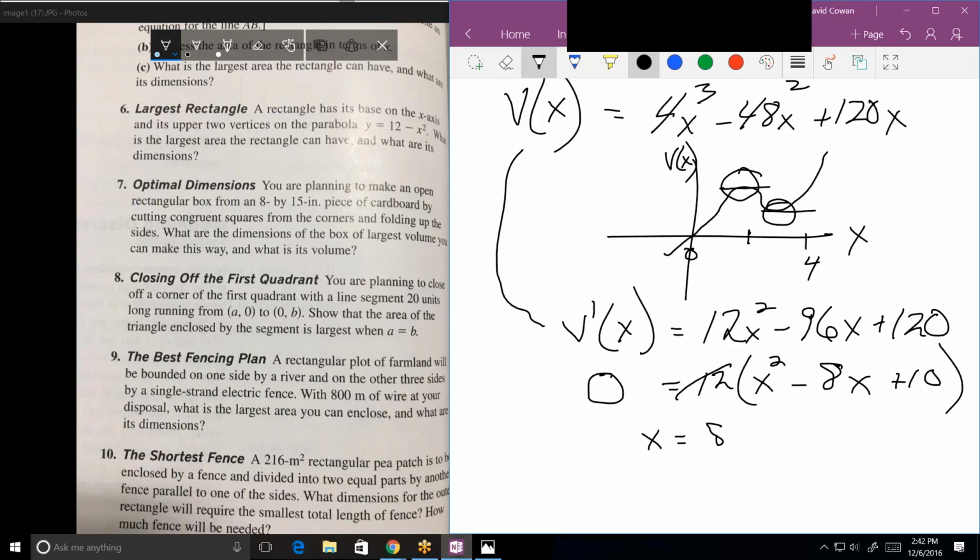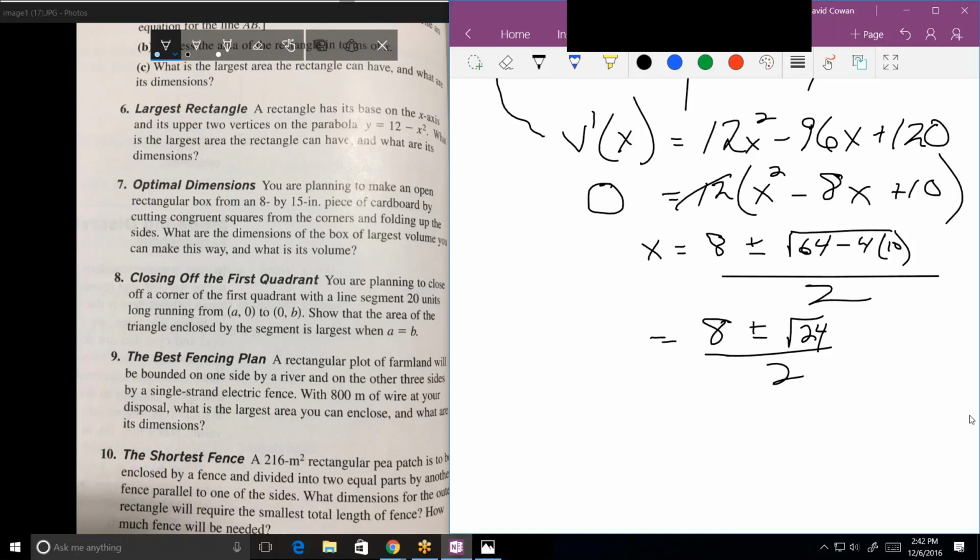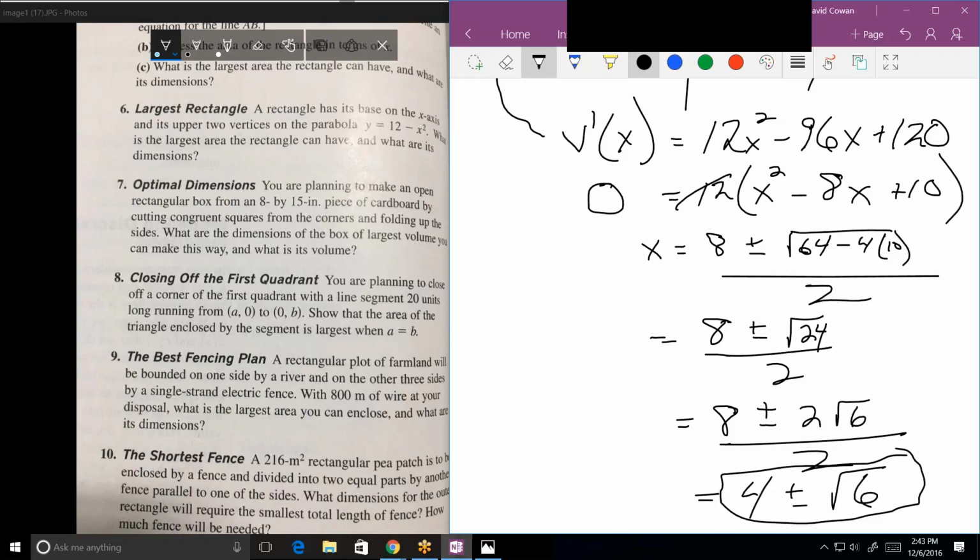x equals minus b plus or minus the square root of b squared minus 4ac, all over 2a. That is 8 plus or minus the square root of 24, all over 2. Square root of 24 can be written as square root of 4 times square root of 6, which can be written as 2 square root of 6, all over 2. And now I have my two answers, 4 plus or minus square root of 6. Okay? Both of those are positive numbers.